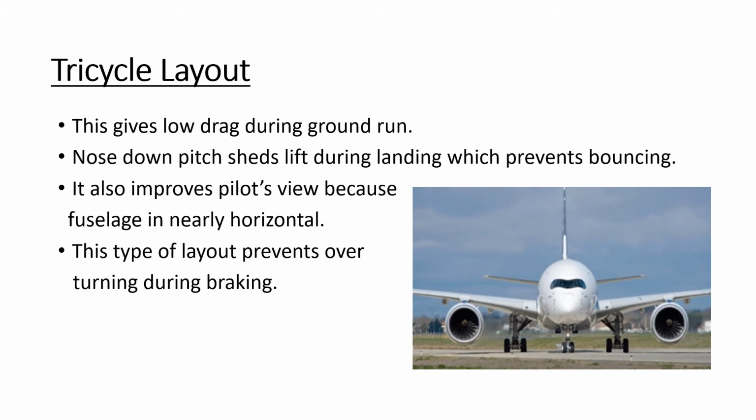Next is the tricycle layout. In this layout, there is one wheel unit near the nose section and two main wheel units under the wings. This type of layout gives low drag during the ground run, and nose down pitch reduces the lift during landing, which prevents bouncing back of the aircraft. The pilot's view is also improved compared to the other types because the fuselage is nearly horizontal in this layout, and it also prevents overturning during braking.